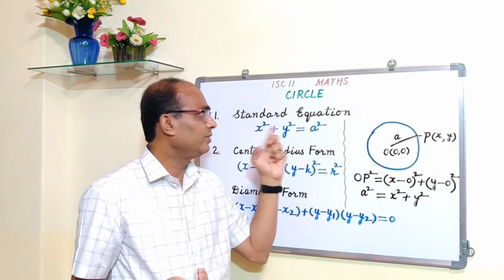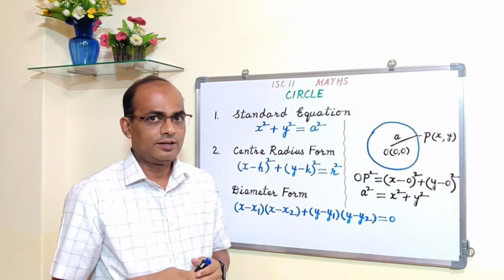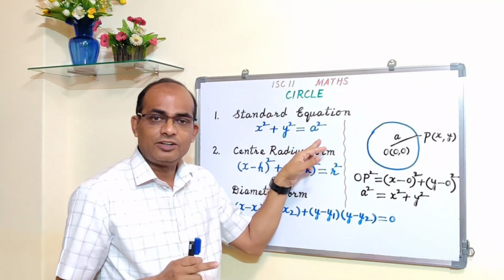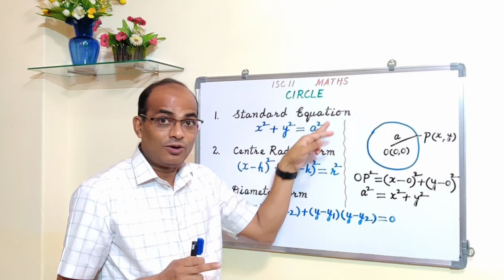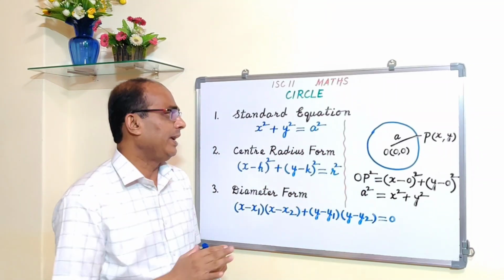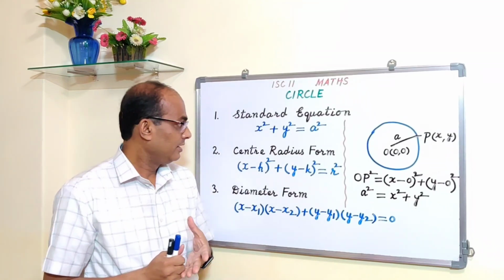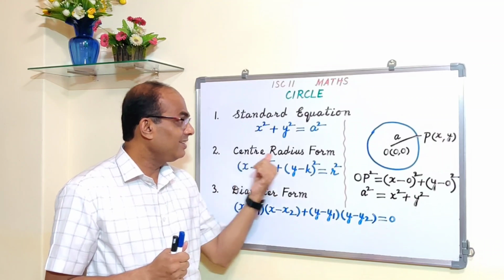Sometimes we write x square plus y square is equal to r square, where small r is the radius of the circle. Fine. So a is the radius of the circle, and not a square. A is the radius of the circle. Now the second form of the equation of a circle is center radius form.